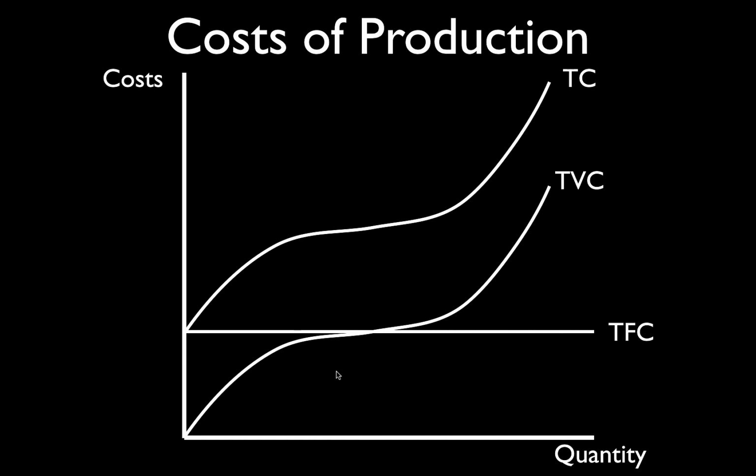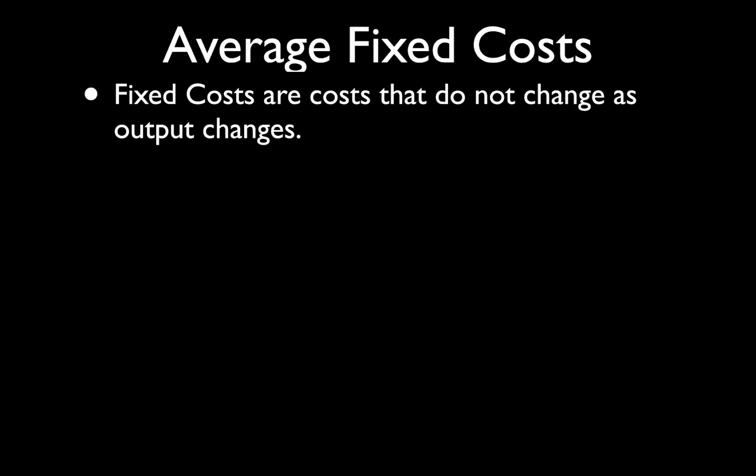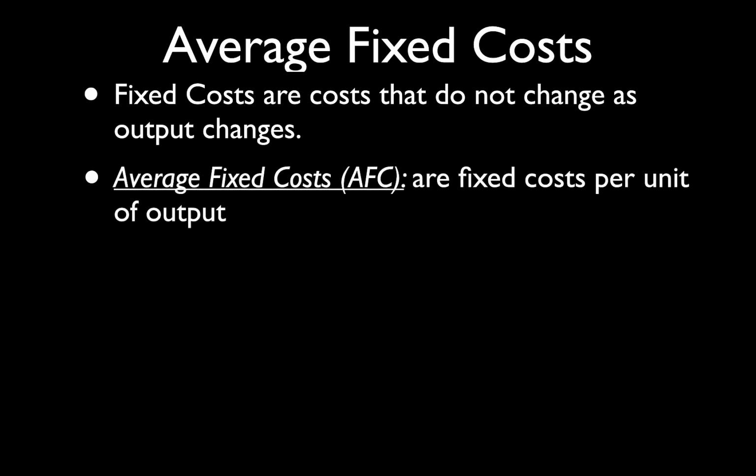Okay, now moving on to average fixed costs. So fixed costs are costs that do not change as output changes. Average fixed costs are fixed costs per unit of output. Remember that definition. Okay, now mathematically, how do we calculate this?